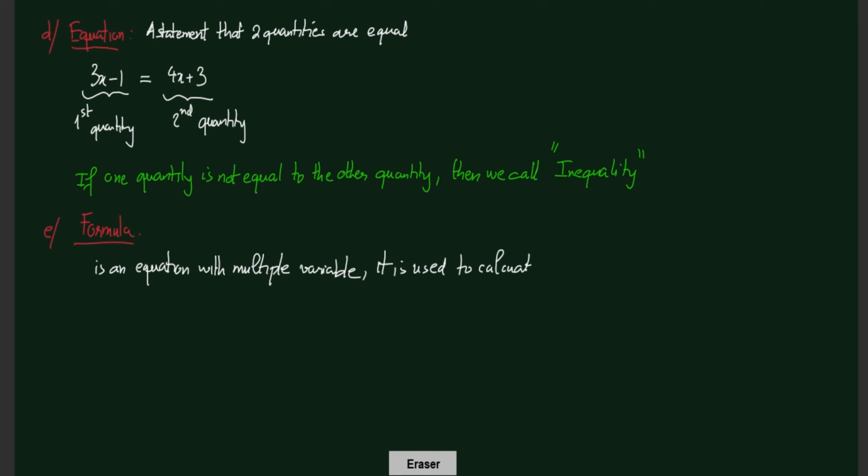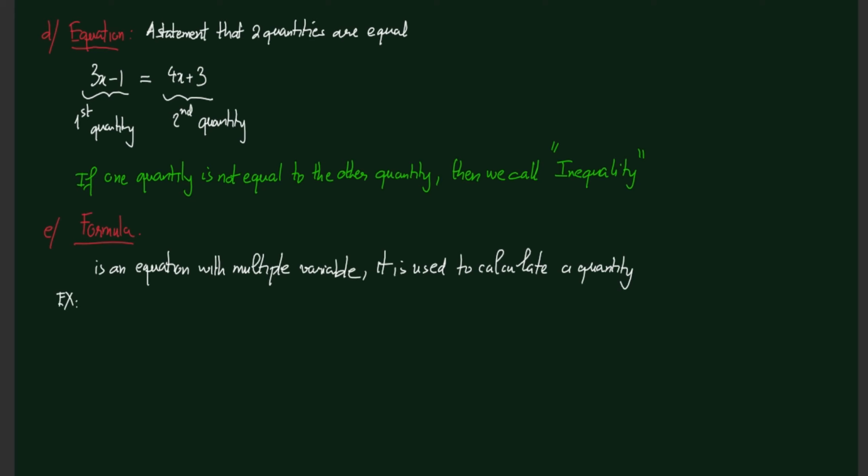a quantity. Okay. For example, I'm sure that everybody knows what formula is. You know, the first time in sixth grade, you already learned the formula of finding circumference, right? Of finding area of the circle.